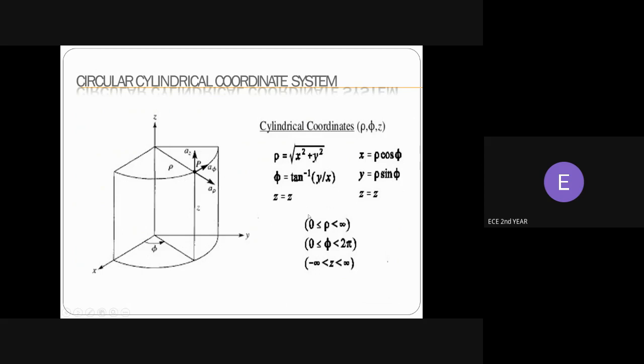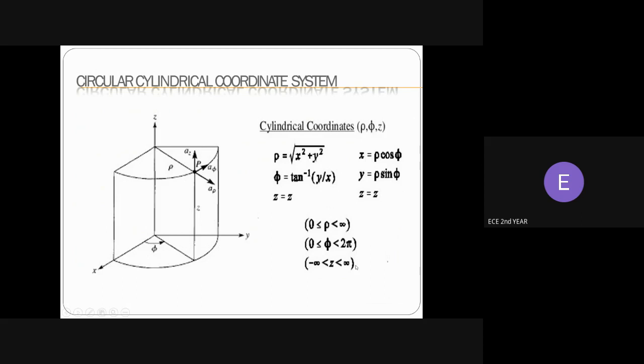Rho, phi, z. In these three axes, phi takes the limit from 0 to 2 pi. Why? Because it is the angle difference, so it will take from 0 to 2 pi. If you see here, phi is this particular value, so it is like a circle. So it will take the angle value from 0 to 360 degrees. The other one, rho, is the distance from the z axis. So it can take the value from 0 to infinity. It will not take minus values. And the last one, z, is similar to the Cartesian coordinate system, so it will take the value from minus infinity to plus infinity.